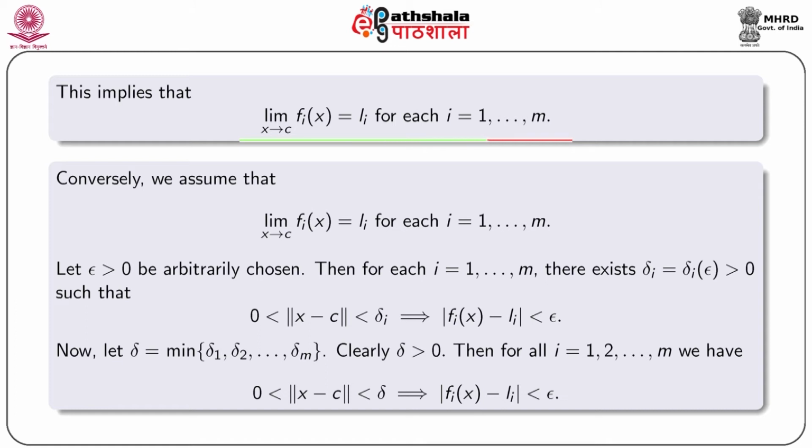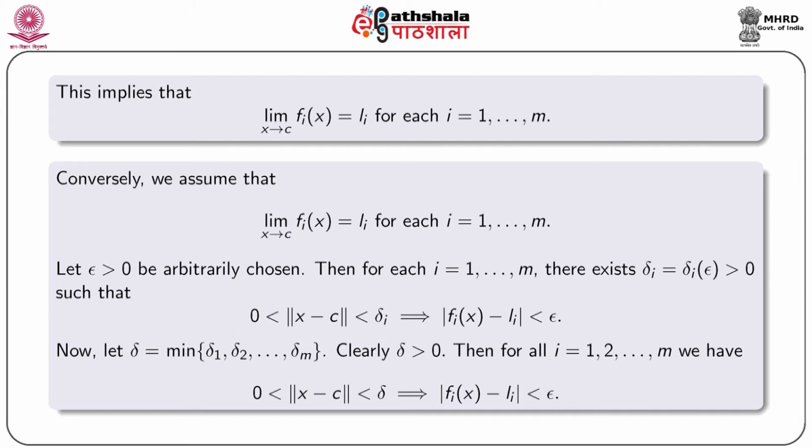Now we are going to the other part. Conversely, we assume that the limit of fi(x) as x tends to c equals Li, and this holds for every possible value of i. We shall prove that the limit of f(x) as x tends to c equals L. Let epsilon positive be arbitrarily chosen. Then for each i equal to 1 to m, we can find m many deltas, delta i, dependent on epsilon and positive, such that whenever norm of x minus c is less than delta i but positive, we have modulus of fi(x) minus Li less than epsilon.